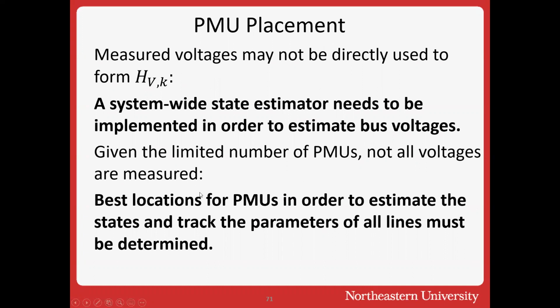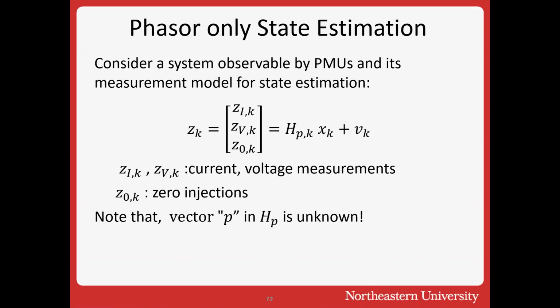And then once we do that, we also need to account for the fact that we have a limited number of PMUs. Not all voltages can be measured, so we need the best locations to place these PMUs. So we need a way of locating these best locations. So we developed, okay, so this is the linear estimator. These are the measurements. This is the state estimation equation for the whole system. So this is the well-known PMU measurement-based linear state estimator.